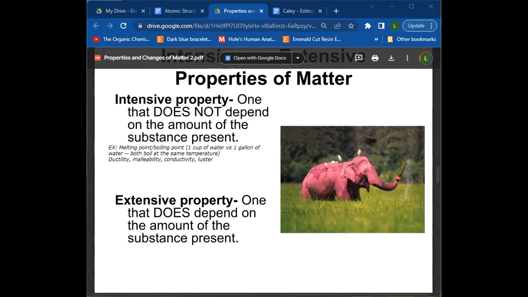Okay, now for extensive properties. Basically, they do change depending on how much of the substance that you have. A lot of properties are extensive. So, for example, mass is extensive, volume is extensive. Those kinds of things are easy because obviously, the more of a substance that you have, the more mass it'll have, or the greater the volume it'll have. But then also the amount of energy, whether it's kinetic or potential.